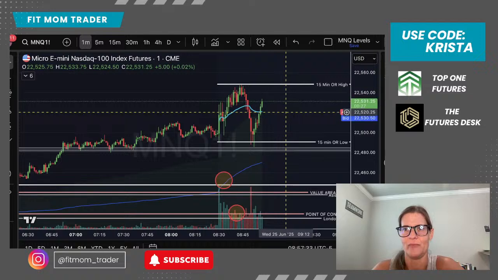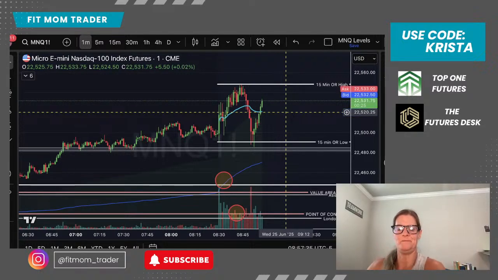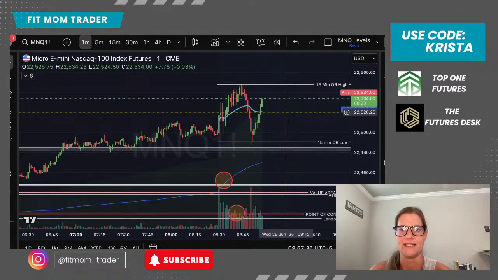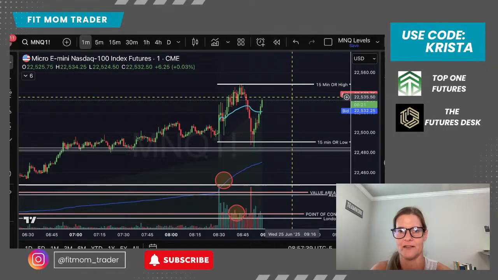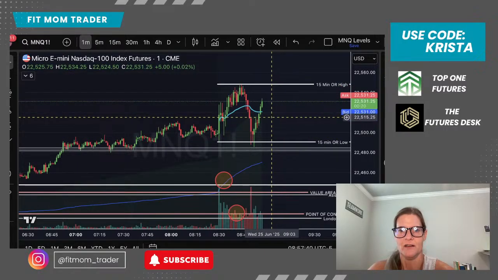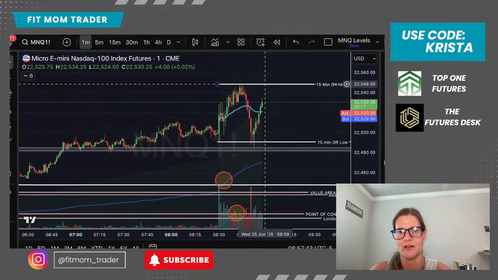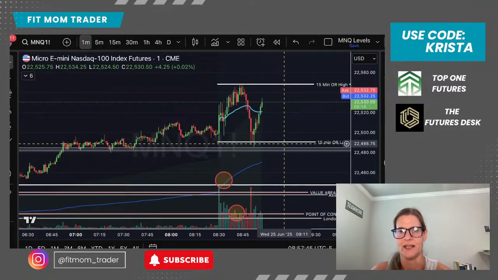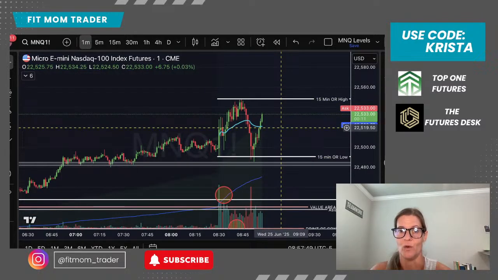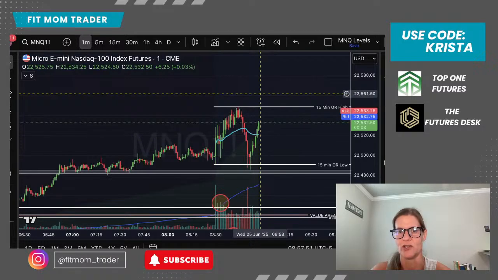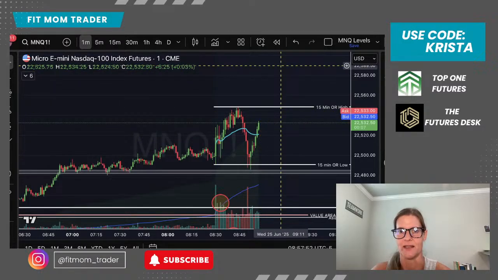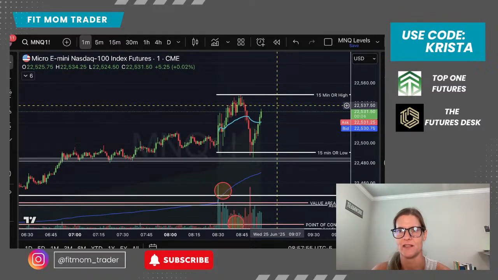All right, now that we have Powell starting in 3 minutes, let's see. We do have our 15-minute opening range set. So we could possibly come back up here and reject again, or breakout continuation to the upside. So just going to see how things play out at our levels.